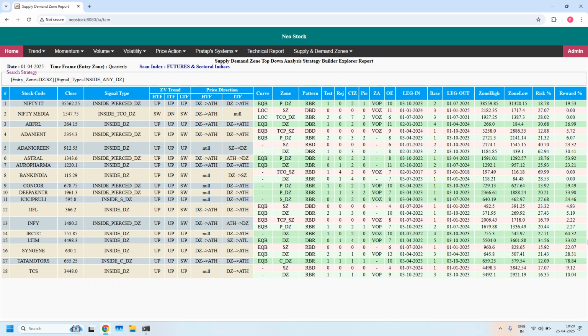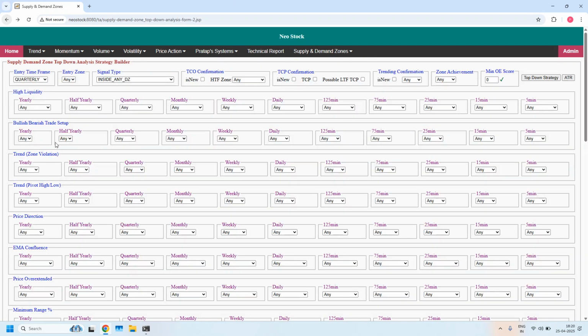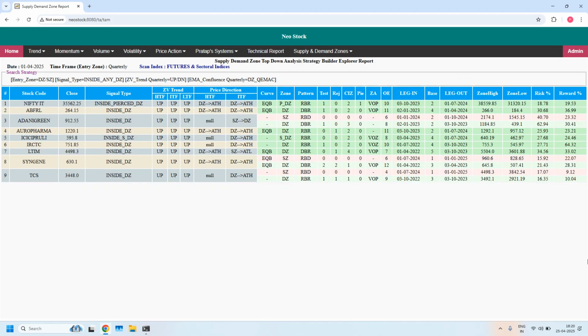We got 18 stocks. We can further filter this list based on quarterly demand zones having quarterly EMA confluence. So in the EMA confluence, at quarterly time frame, I am setting the filter quarterly demand zone having quarterly EMA confluence. At the same time, trend on the quarterly should not be sideways, it can be up or down. With these filters, we got 9 stocks.